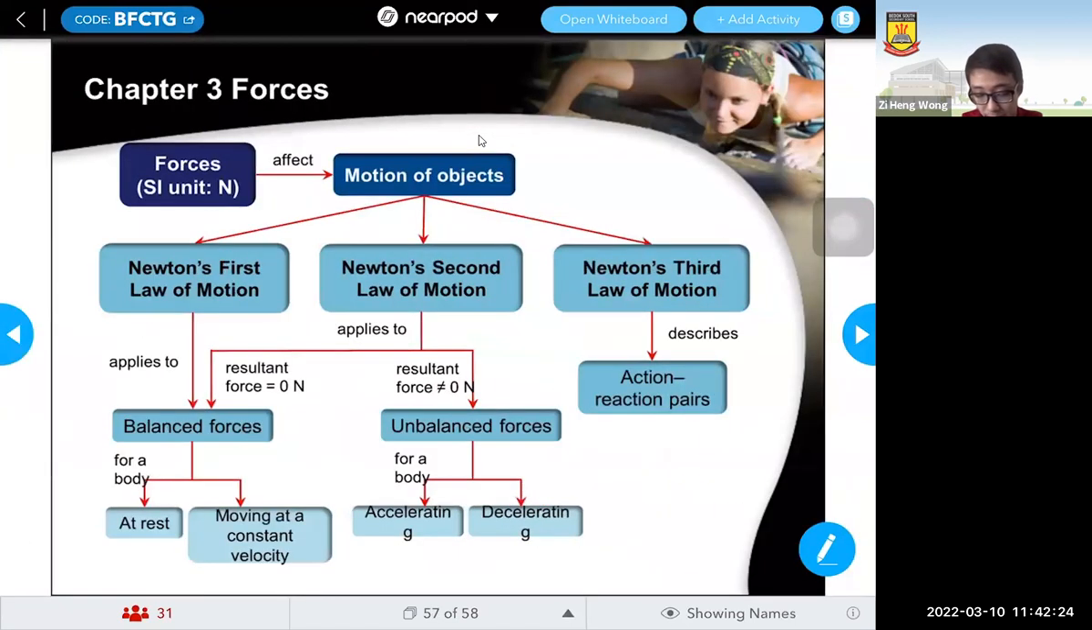With that, that is more or less it. So overall, first law: balanced force, resultant force 0. Second law: unbalanced force, resultant force not 0. If it's balanced, resultant force 0, it will either be at rest or moving at constant velocity in a straight line. If it's unbalanced force, it will either accelerate or decelerate. Then Newton's third law talks about action-reaction pairs.